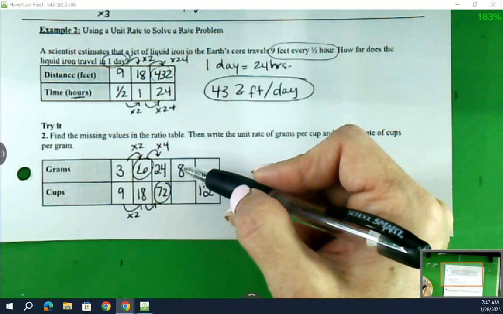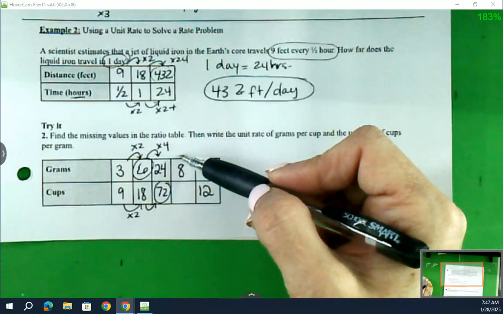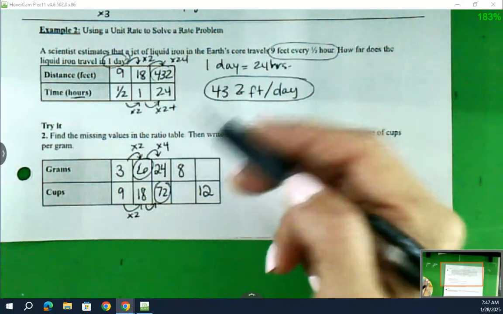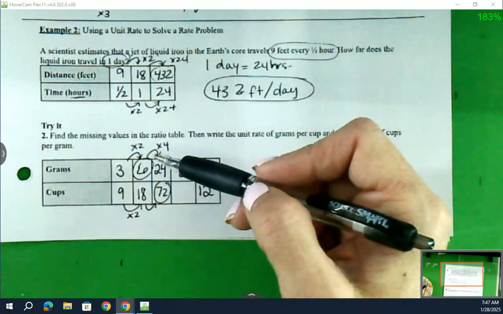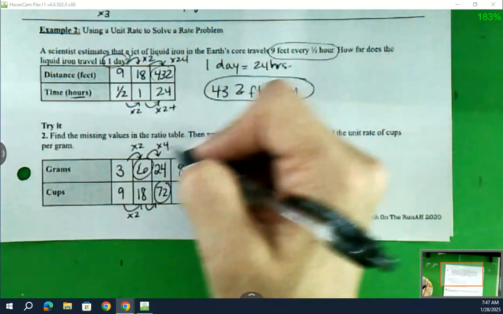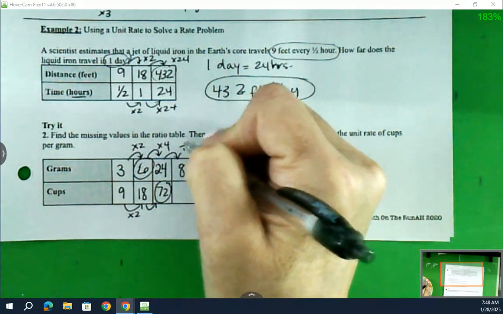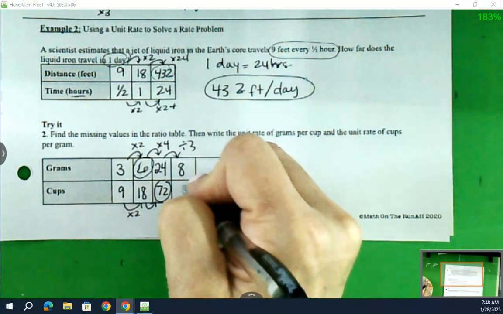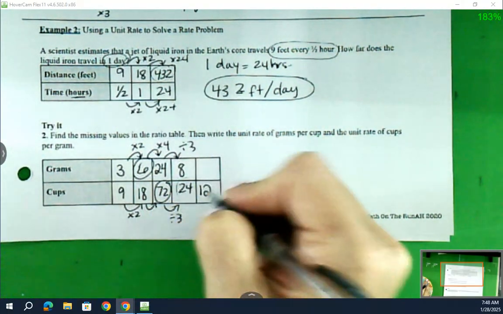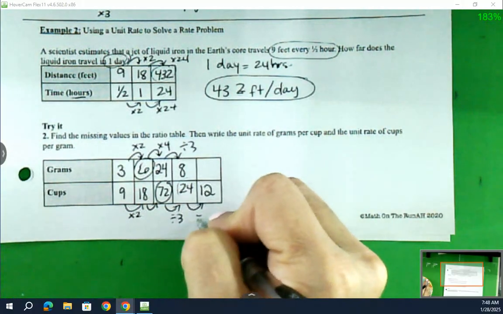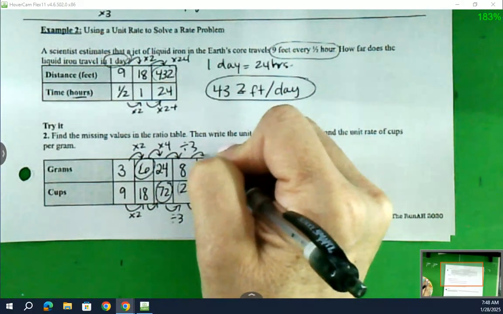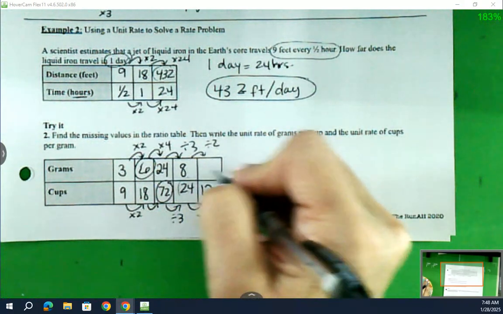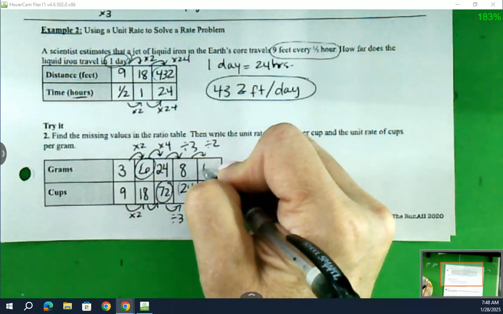And then here I have an 8. Instead of dividing by 3, which I could do, actually that's the only one I can do. So divide by 3, that's 24. And then here we can divide by 2 to get 12, divide by 2, and we get 4.